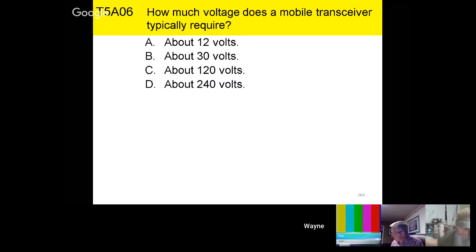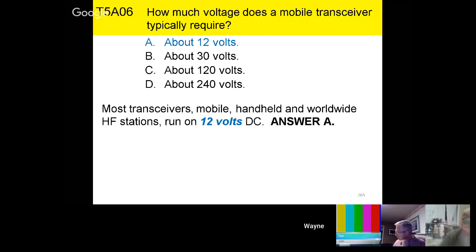All right. How much voltage does a mobile transceiver typically require? You've got to just think, what is the voltage in your car? You've got a radio, you're going to hook it up in your car, and it's going to take the power from the car. So typically your answer is A, or 12 volts. And that's what most transceivers, mobiles, even handhelds, and some of the worldwide HF stations will run on: 12 volts.